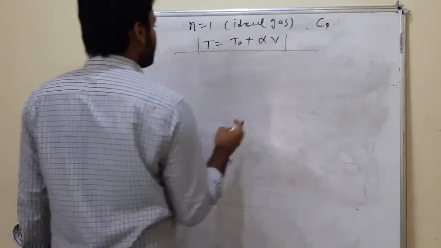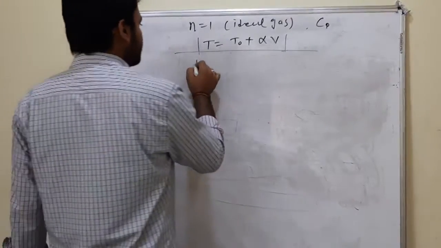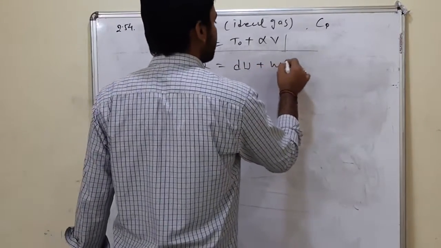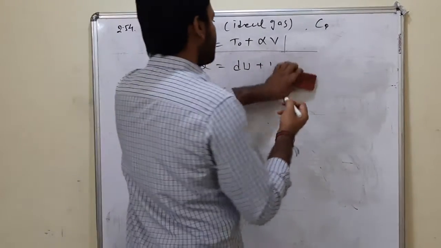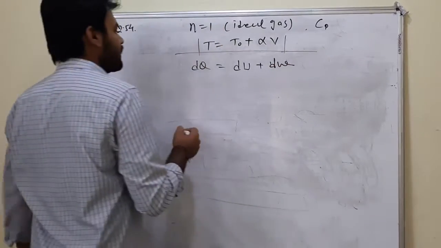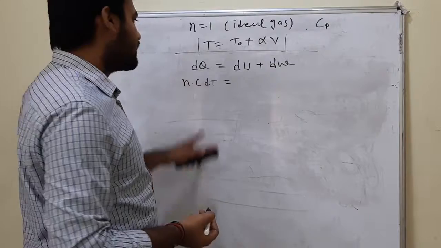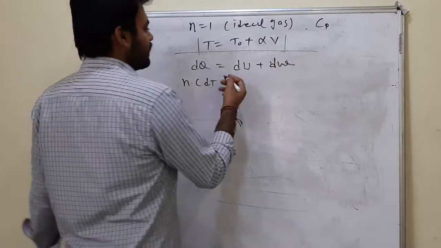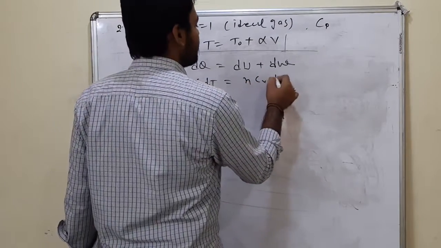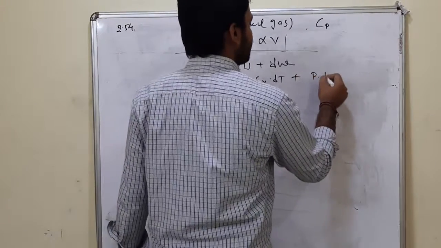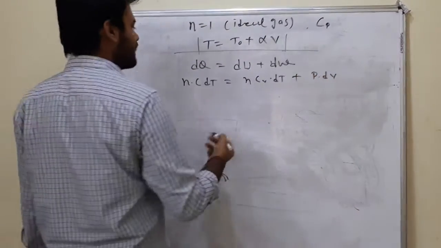And I will start with a differential form of first law of thermodynamics. It is dq equals to du plus work done, or dw you can say. dq will be n c dt from the definition of the specific heat capacity of gas, and this du will be n cv dt, and this work done is what, p dv. This is how we can write this.